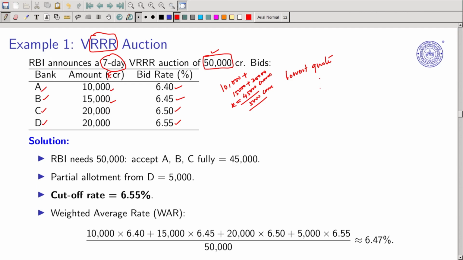Then after that, the highest quote gets the lowest amount, and this is where cartel formation is possible, that bank D can collaborate with bank B or bank C to get the maximum amount of money. The cutoff rate for this is 6.55, which is the highest. You can see the weighted average if you multiply with the exposure: 10,000 into 6.40 plus 15,000 into 6.45 plus 20,000 into 6.50 plus 5,000 into 6.55, upon 50,000. It comes out to be 6.47%.